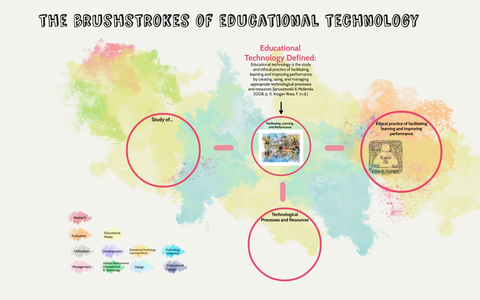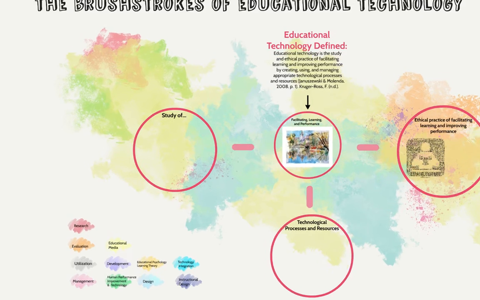With each brushstroke of these categories, the illustration of educational technology becomes more crafted, and the three parts of the definition, the study of facilitating learning and improving performance, ethical practice of facilitating learning and improving performance, and technological processes and resources, become more expressive.